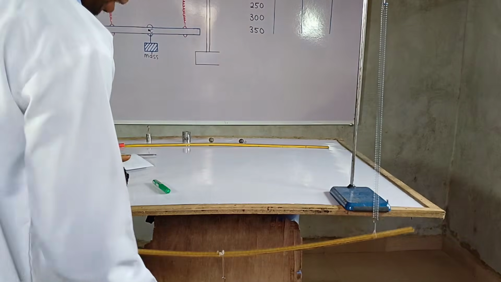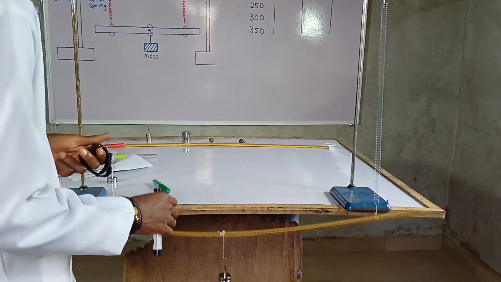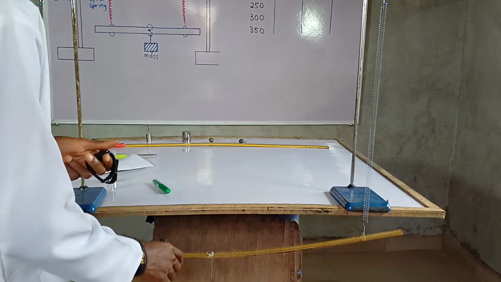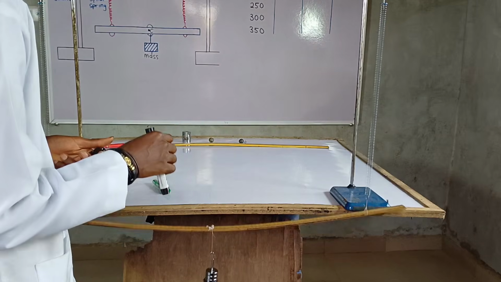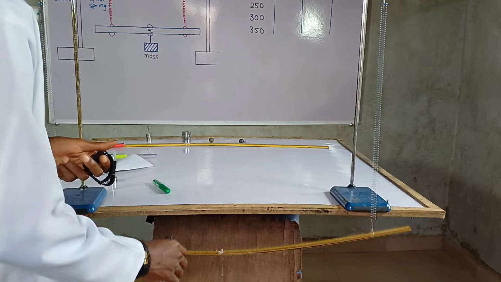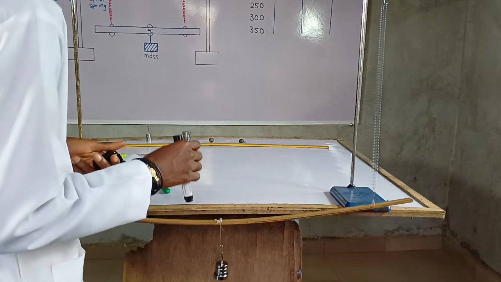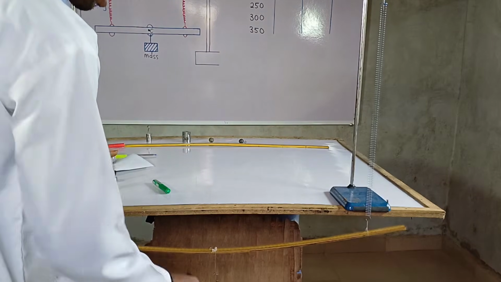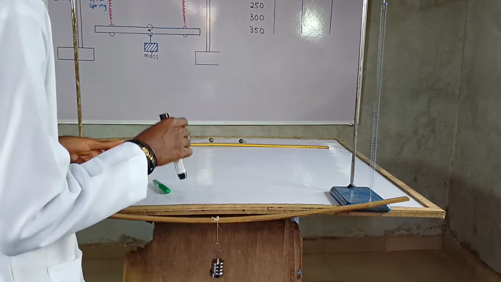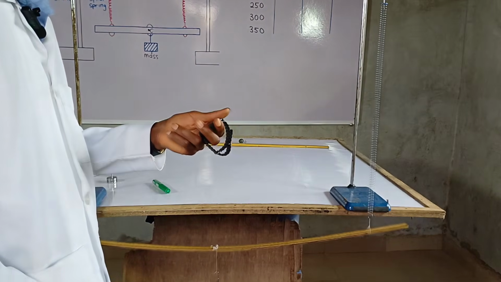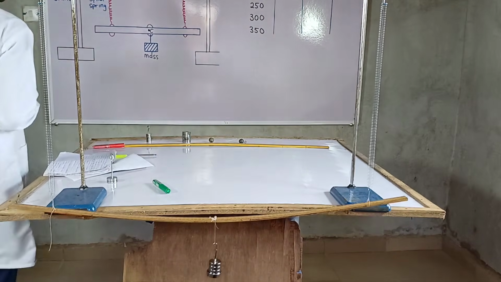20 oscillations. 1, 2, 3, 4, 5, 6, 7, 8, 9, 10, 11, 12, 13, 14, 15, 16, 17, 18, 19, 20. So we have 27.96. So our reading for this is what?